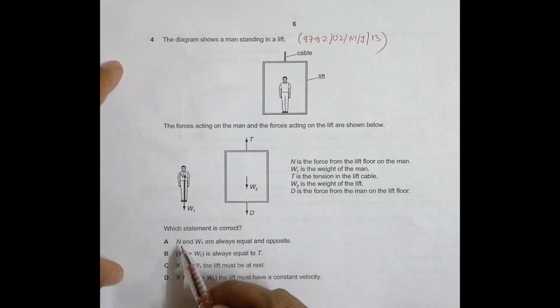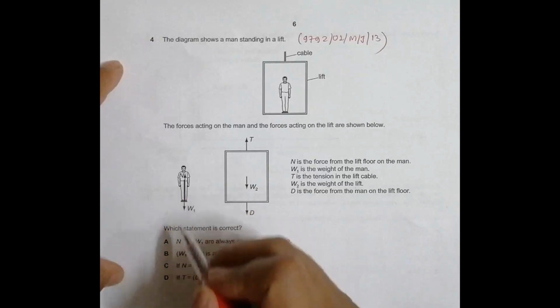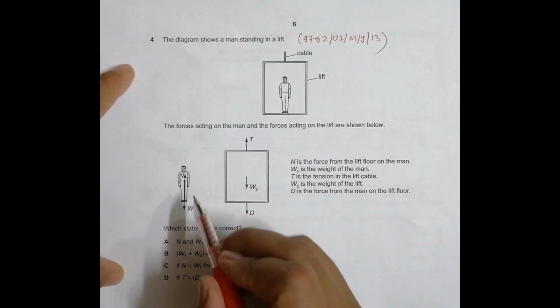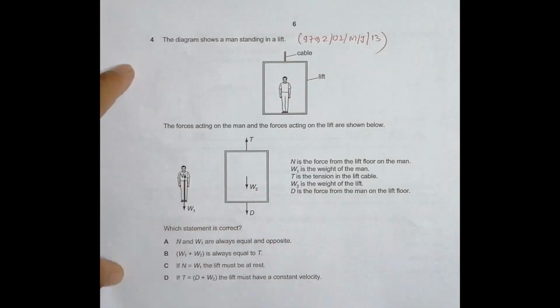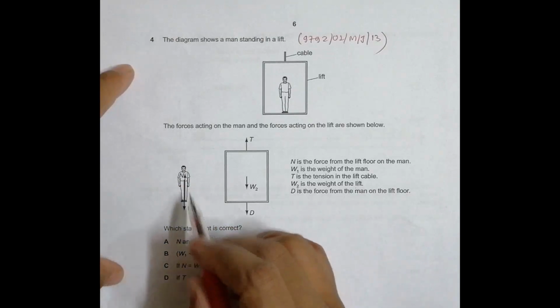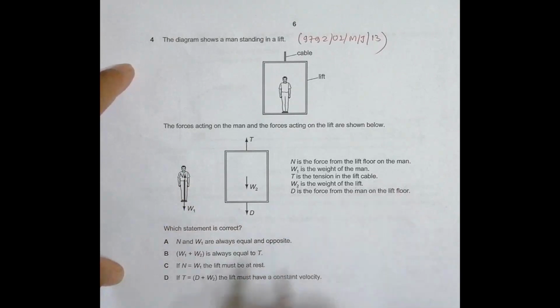Here it says N and W1 are always equal and opposite. So that is not true. It's because when the lift accelerates upwards, this N force should be greater than W1, and when it accelerates downwards, W1 will be more than N. So this is not true.